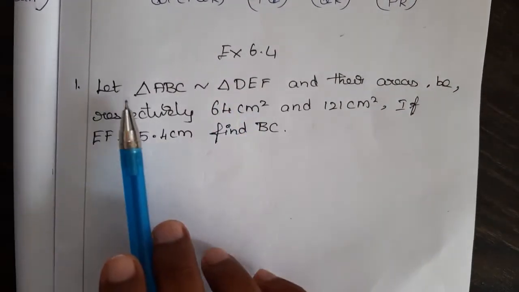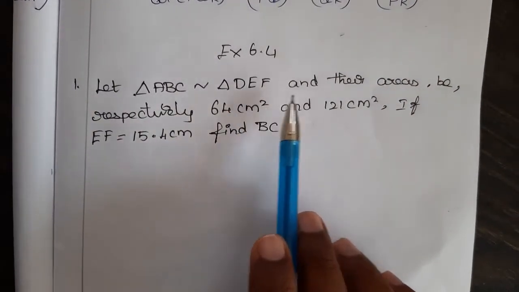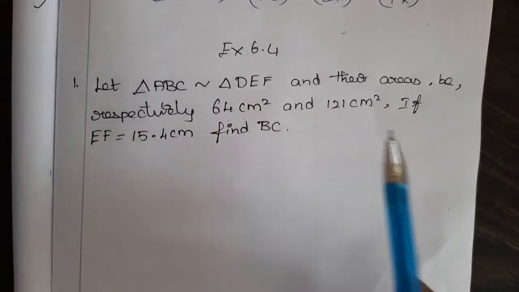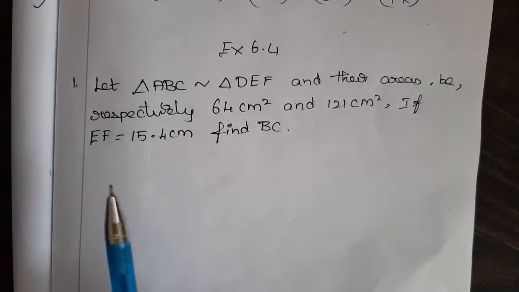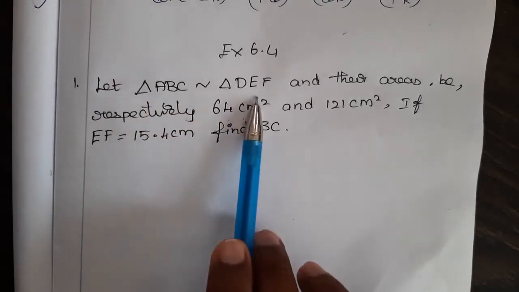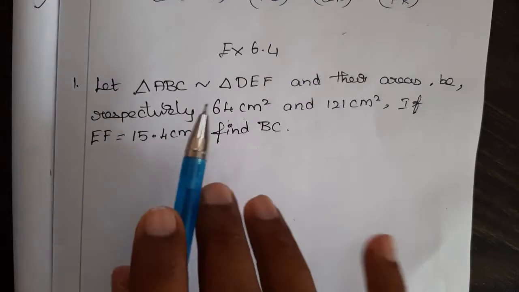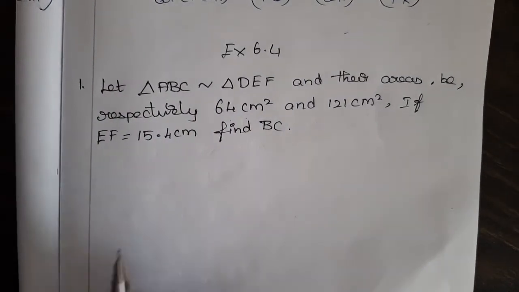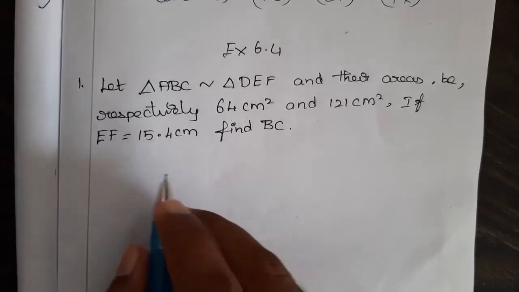Exercise 6.4. Let triangle ABC be similar to triangle DEF and their areas be 64 centimeter square and 121 centimeter square respectively. If EF is equal to 15.4 centimeter, find BC. So it is given that they are similar and we have to find the side. If it is not given that they are similar, we have to prove it. Here it is already given that they are similar.